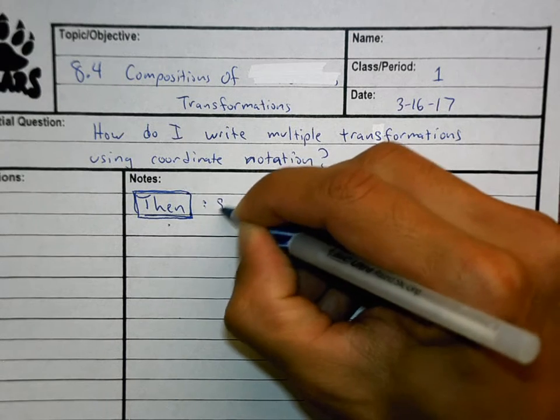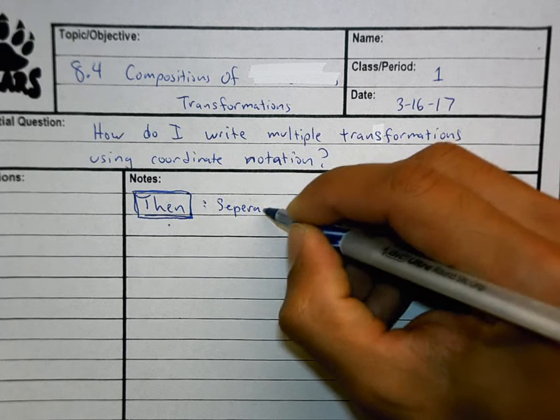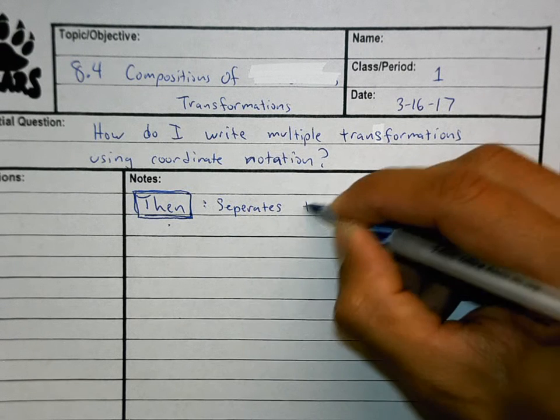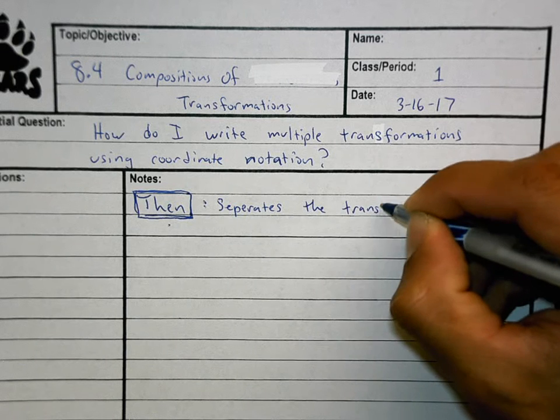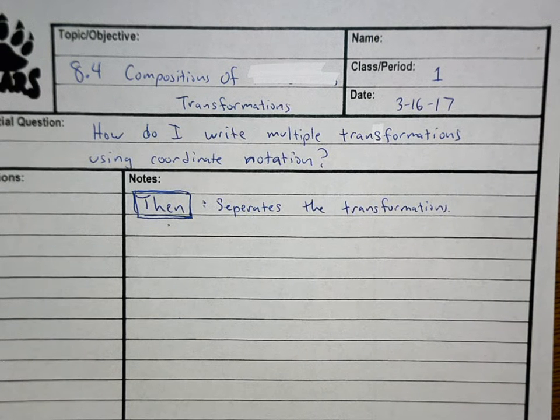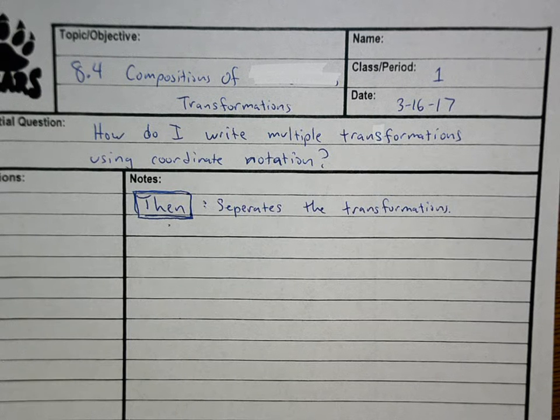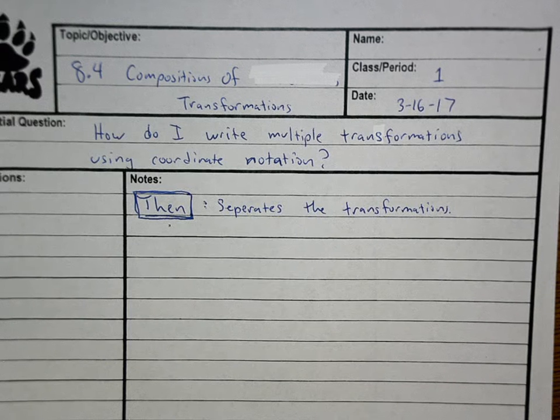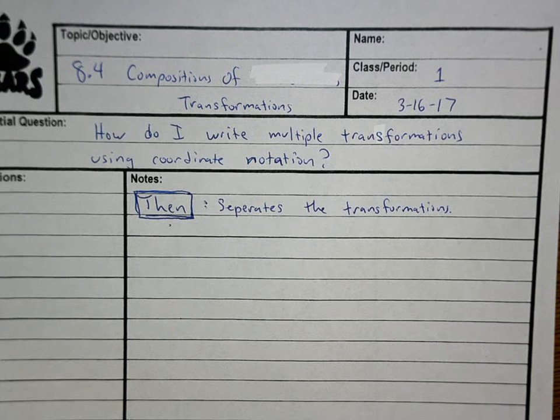The word then separates the transformations. Then is your key word. It's what separates your transformations. There are three types of transformations: translations, reflections, and rotations. When you see the word then, keep that in mind. So let's go ahead and do an example, and hopefully everything will make sense, okay?